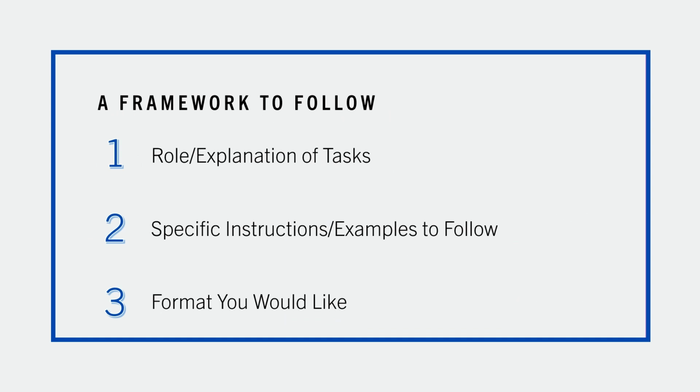Here we have a very basic framework to follow when prompting an AI tool. First up is the role or explanation of task. This can be done many different ways, but it's probably the most important part. It is very important to tell an AI tool what type of role you would want it to follow or what the specific task is that it needs to get done. Doing this will allow the tool to be able to better formulate a response for you.